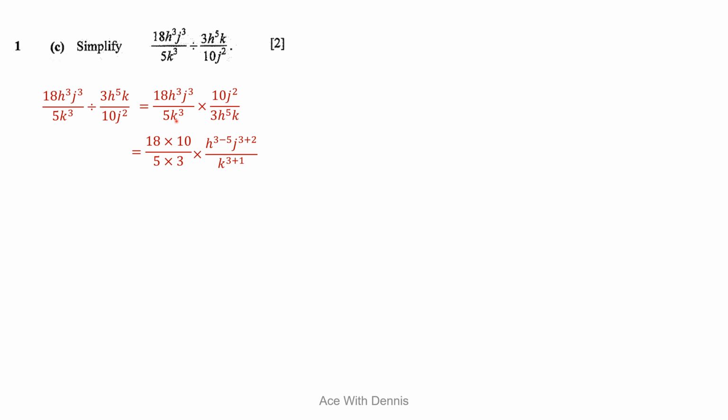So this is a very easy method to do. I know some of you may say that you want to cancel maybe j cubed with the j squared. You can do that, but you need to be careful. Make sure you don't make mistakes.